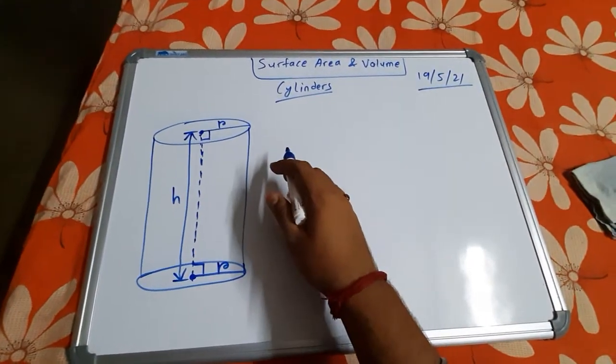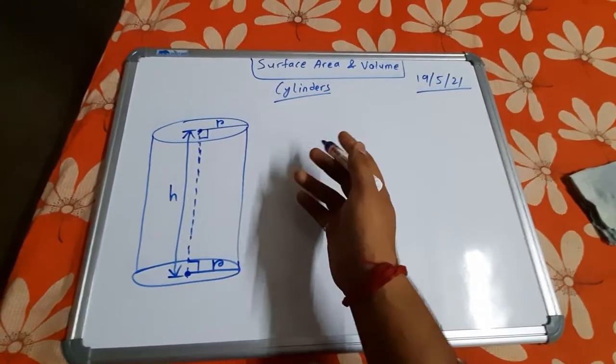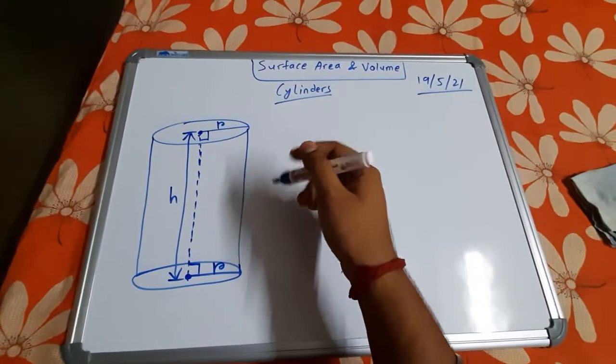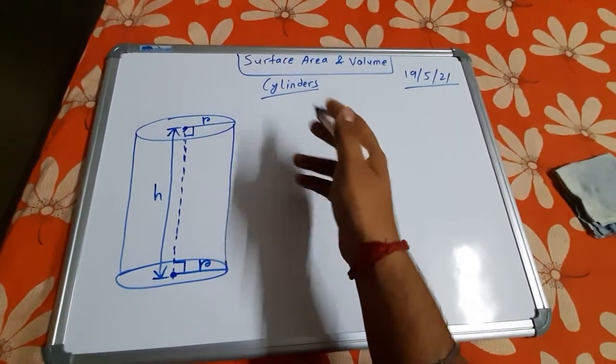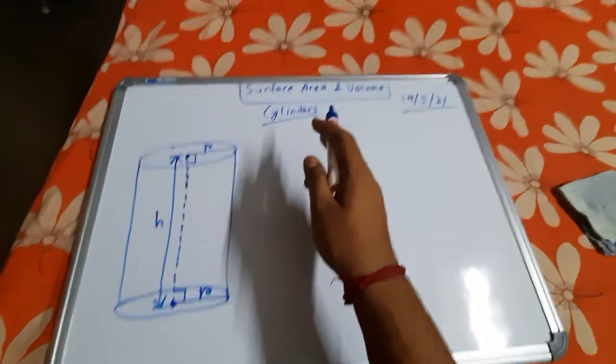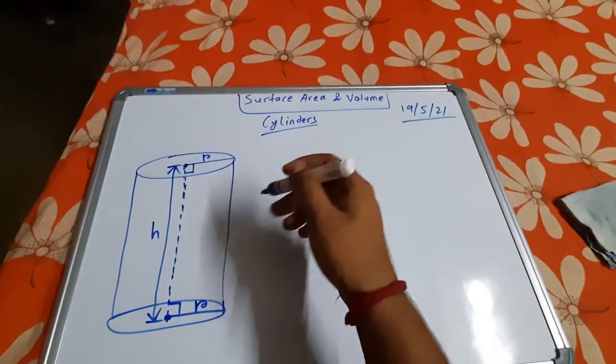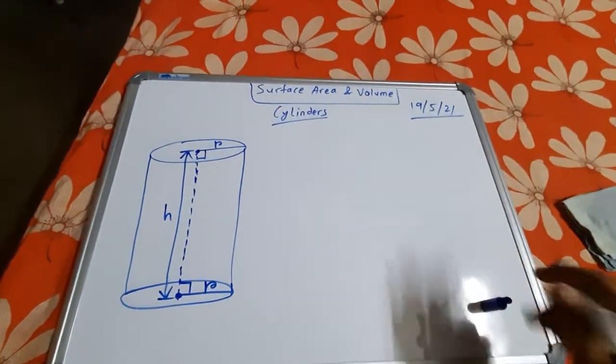Okay, students. So today we will be starting with the chapter on cylinders. It is a chapter of the second exercise, or you can say of the surface area and volume. A cylinder typically looks like this. Okay, this is a cylinder.